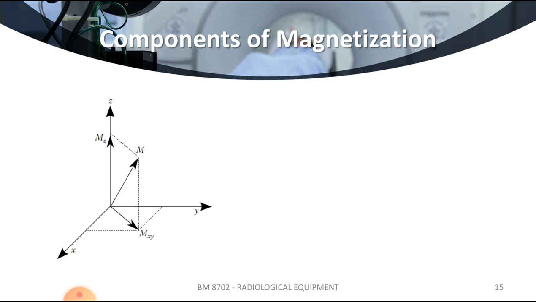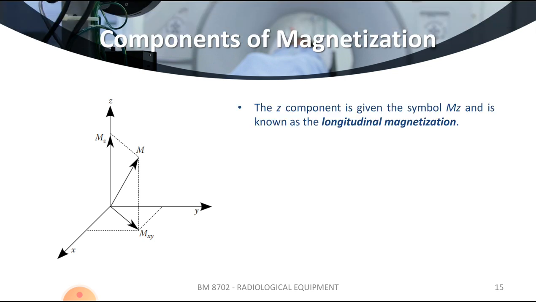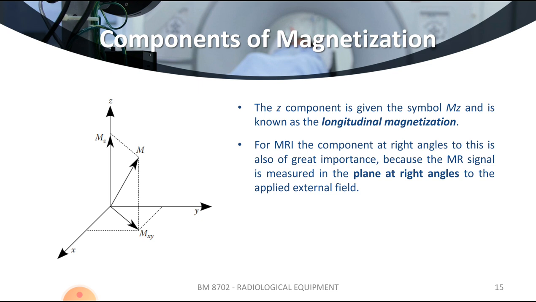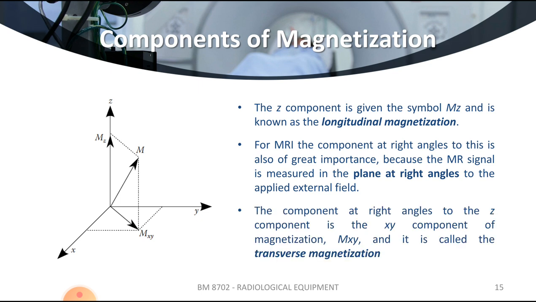So the components of magnetization, if you again take into detail of resolving the vectors, you can see there is a longitudinal magnetization and a transverse magnetization. So the Z component is the longitudinal magnetization, that is MZ. And then we measure the components at right angles. This right angle component is MXY, which is the transverse magnetization, which is measured in your XY plane.